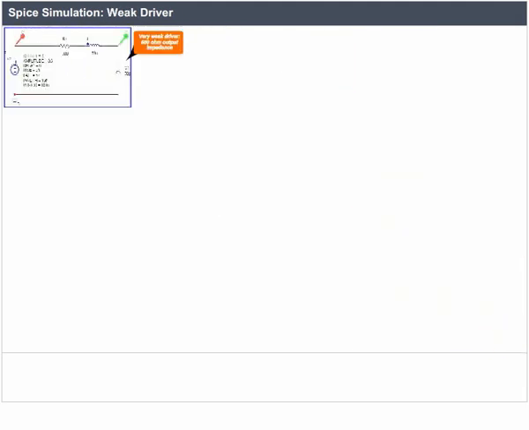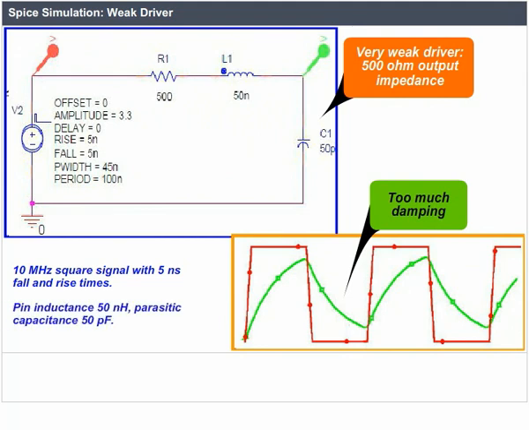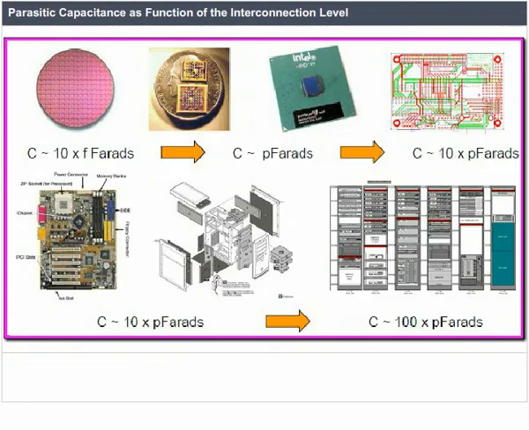SPICE simulation, weak driver. A 10 MHz square signal with 5 ns fall and rise times. Pin inductance 50 nH. Parasitic capacitance 50 pF. Parasitic capacitance as a function of the interconnection level.